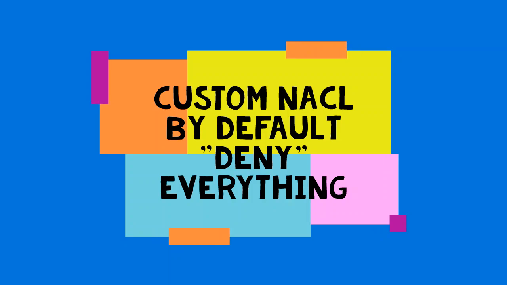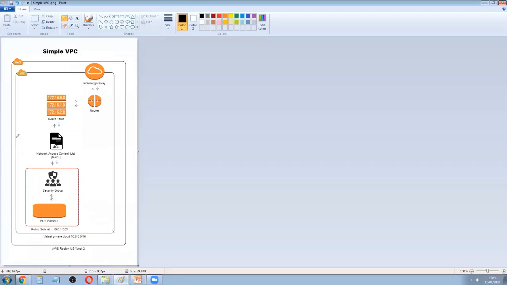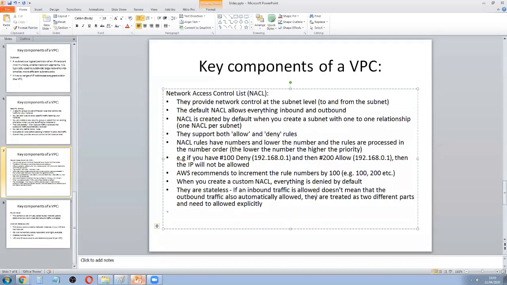When you create a custom NACL, when you're creating your own VPC, you have to create your own subnets and everything. And when you create your own NACL, by default, everything is blocked, denied. The default NACL allows everything inbound and outbound, but the custom NACL that we would create will deny everything by default. We have to explicitly allow traffic if needed. They are stateless, as we looked at before.